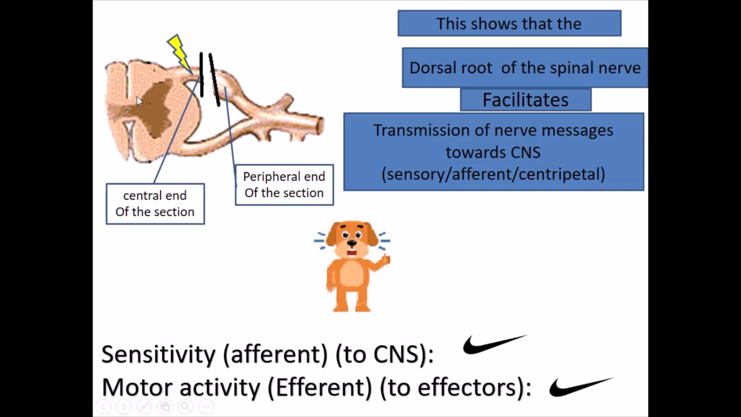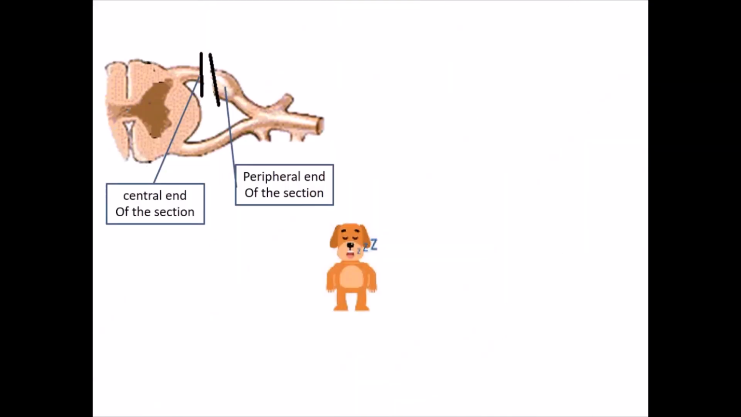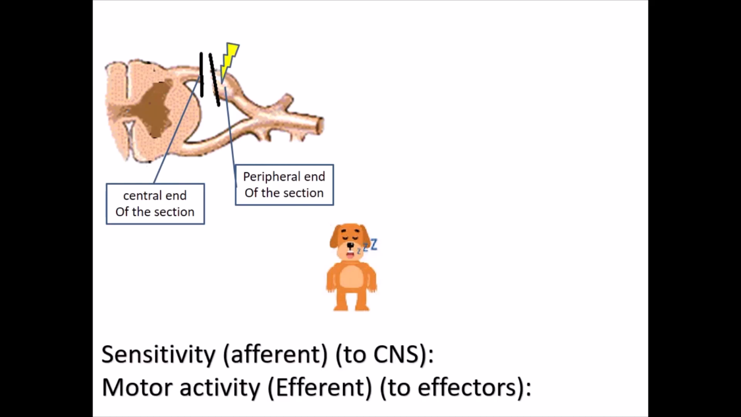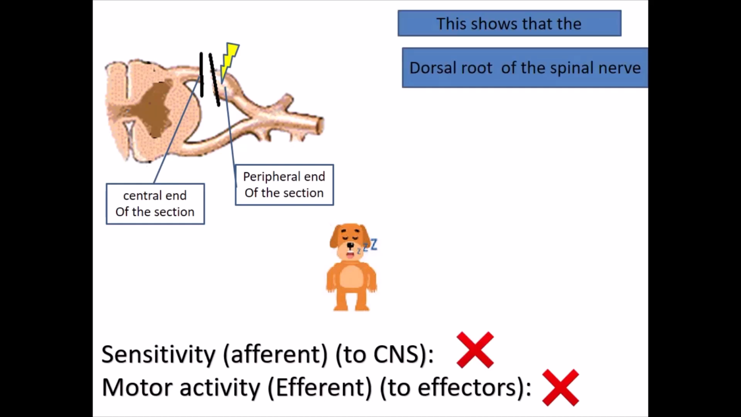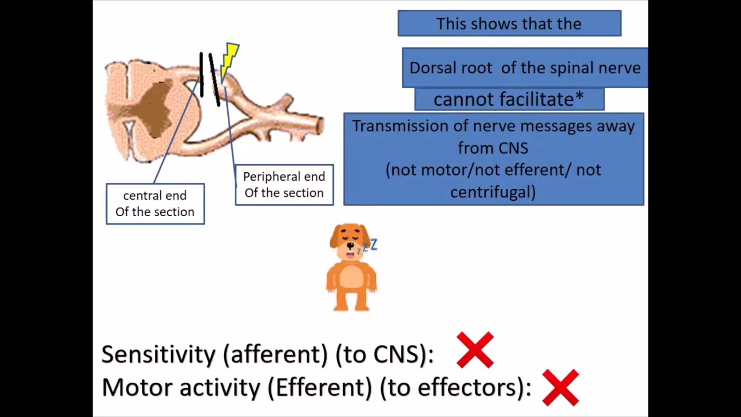Great. Let's try one more. Let's apply the stimulation on the peripheral end of the dorsal root. So here, what happened? Nothing. No pain, no movement. So this shows that the dorsal root of the spinal nerve, pause the video, let's continue, cannot facilitate transmission of nerve messages away from the CNS. It has no motor or no efferent or no centrifugal function.